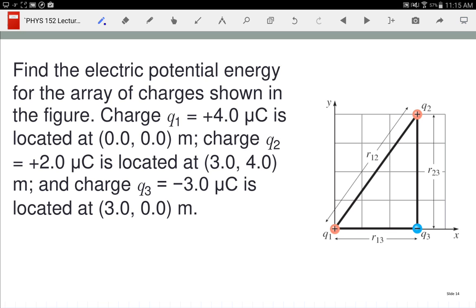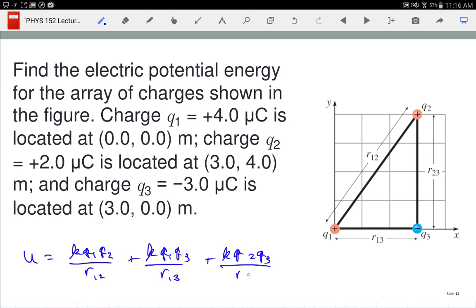What is my method going to be? Find it for each possible pair and add them up. So my potential energy is equal to K Q1 Q2 over R12 plus K Q1 Q3 over R13 plus K Q2 Q3 over R23. And so then I just have to put in my numbers.